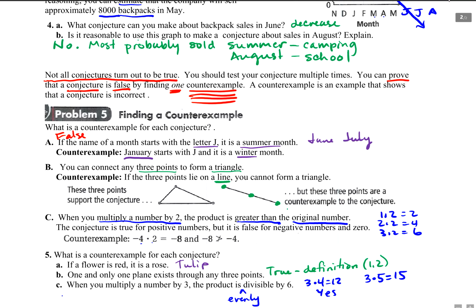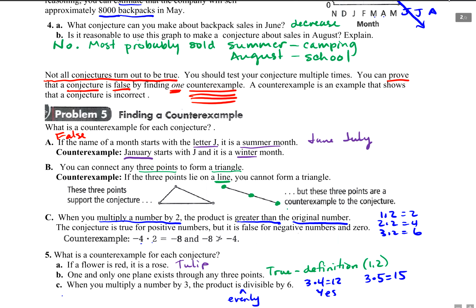Okay, if a flower is red, it is a rose. Well, some roses are red, some roses are not red. But our requirement is that the flower is red, then it would be a rose. Tulips are red, hibiscus are red, peonies, I think they're called. Lots and lots of flowers are red. So there are multiple counterexamples for that.